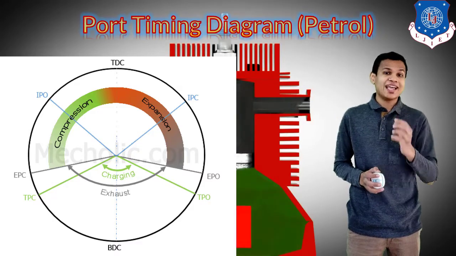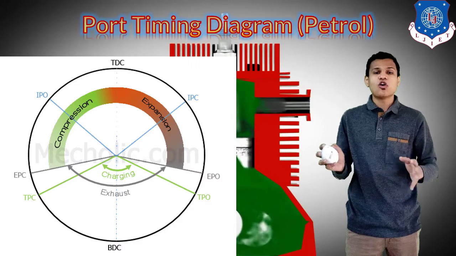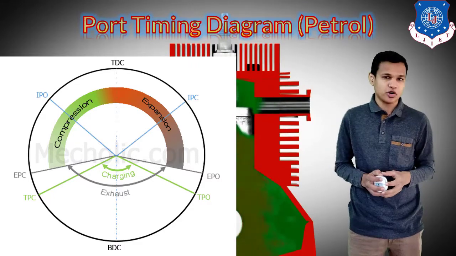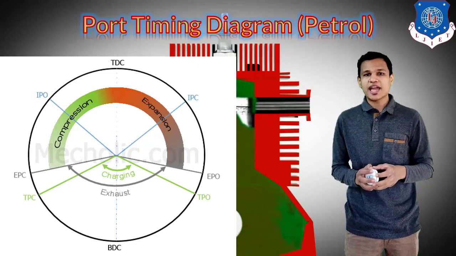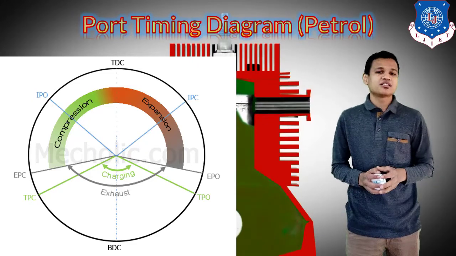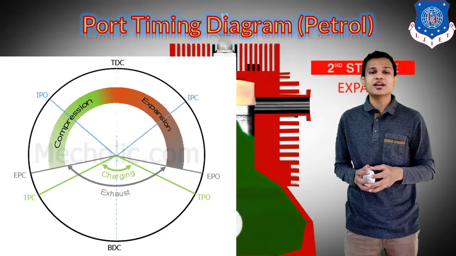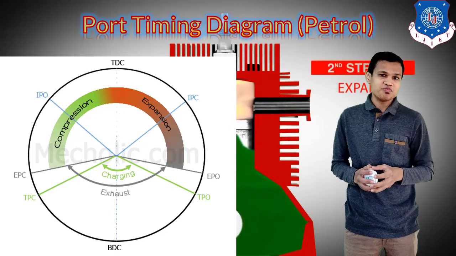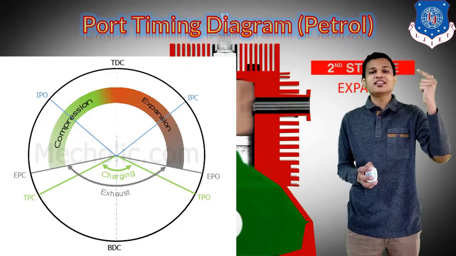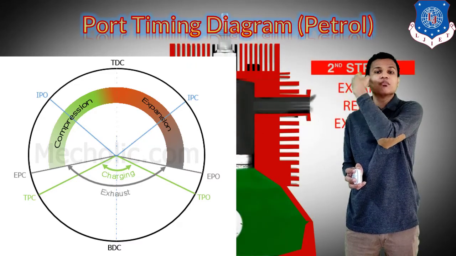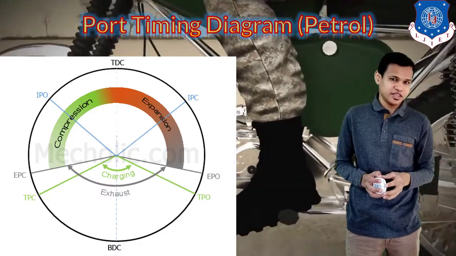You can see the exhaust port is open for more crank angle rotation compared to the transfer port, because in the 2-stroke engine both the transfer port and exhaust port are open simultaneously, which means that from one end the charge is entering and from the other end the burned charge is being exhausted.